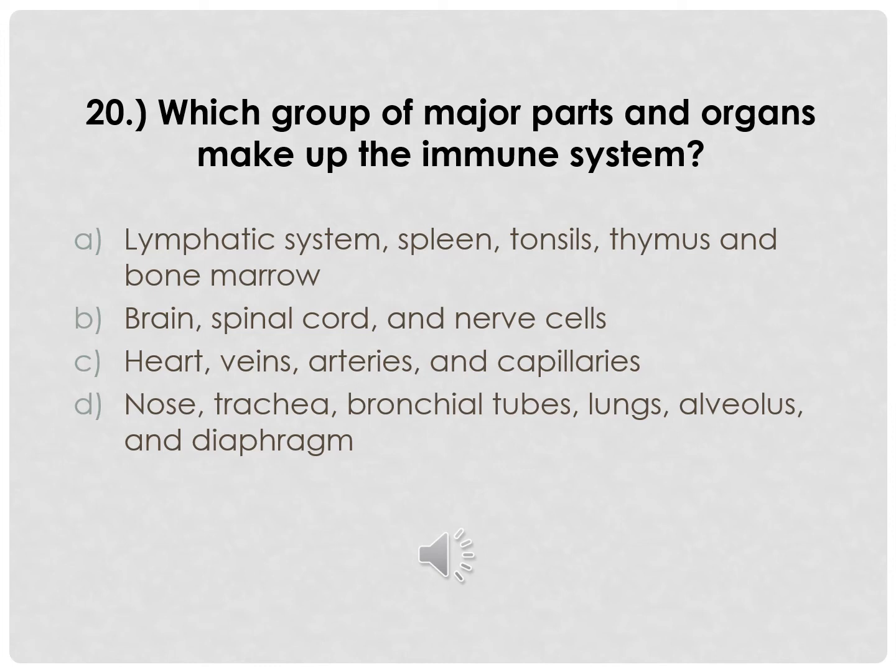Letter B, brain, spinal cord, and nerve cells. Those are part of the nervous system. Letter C, heart, veins, arteries, and capillaries. Those are part of the cardiovascular system. And letter D, nose, trachea, bronchial tubes, lungs, alveolus, and diaphragm. Those are all part of the respiratory system.